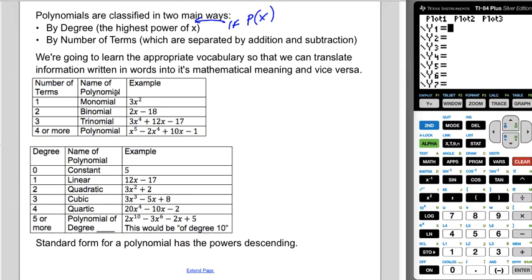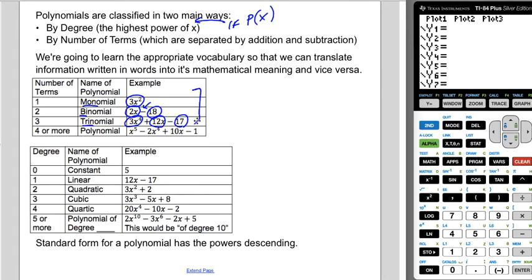So first, by number of terms. Notice that terms are separated by addition and subtraction. In this first example, 3x squared is what we call a monomial, meaning one term. There's the only term. A binomial means two terms. There's the 2x, and a subtraction symbol separates that from the 18. That's two terms, binomial. A trinomial has three terms. You can see the 3x to the fourth, the 12x, and the 17 are all separated by addition or subtraction. That's three terms. And anything with four or more we usually just call a polynomial.